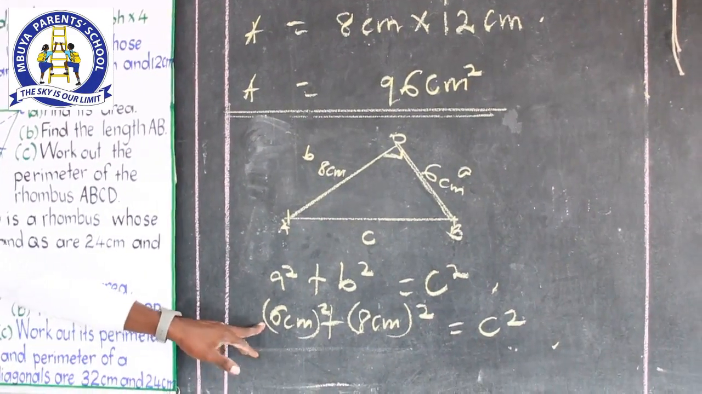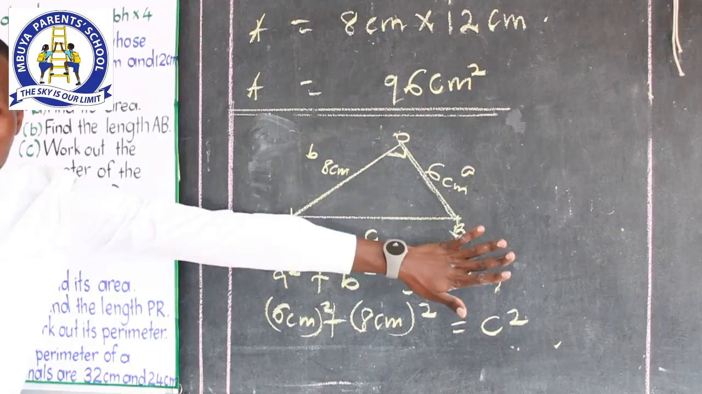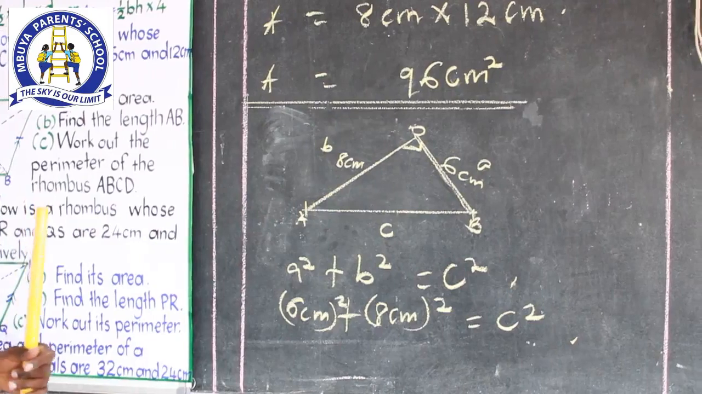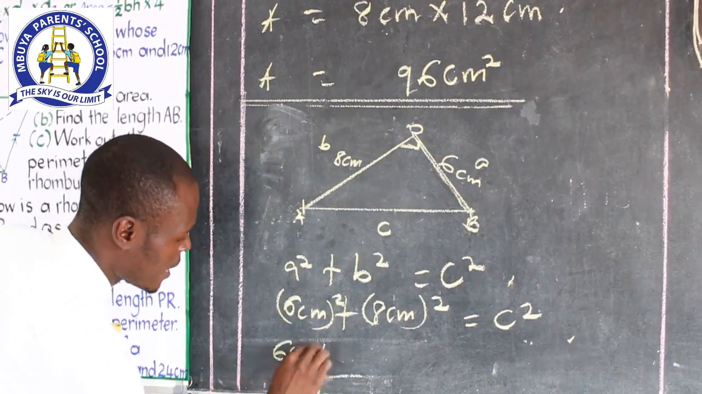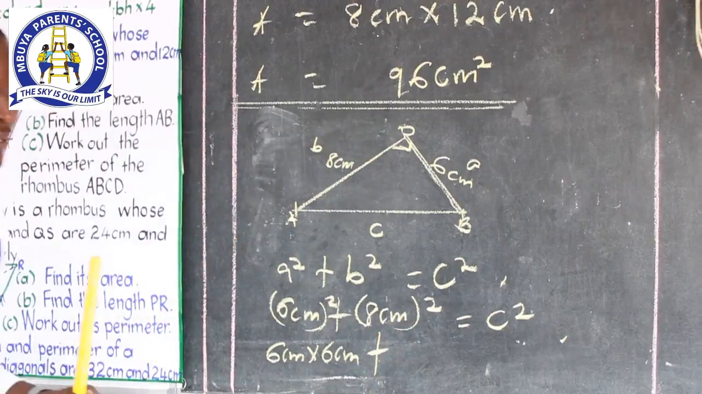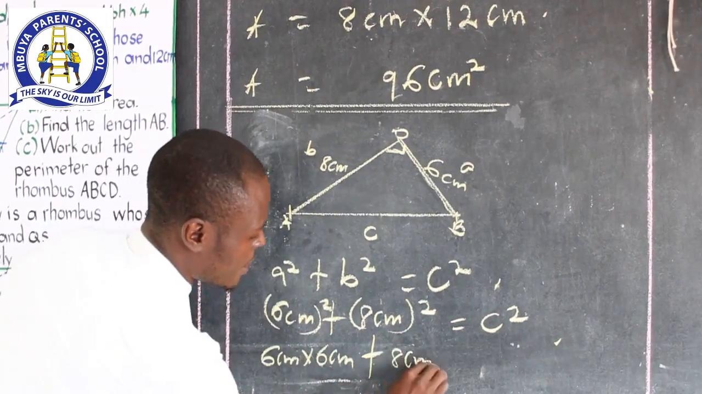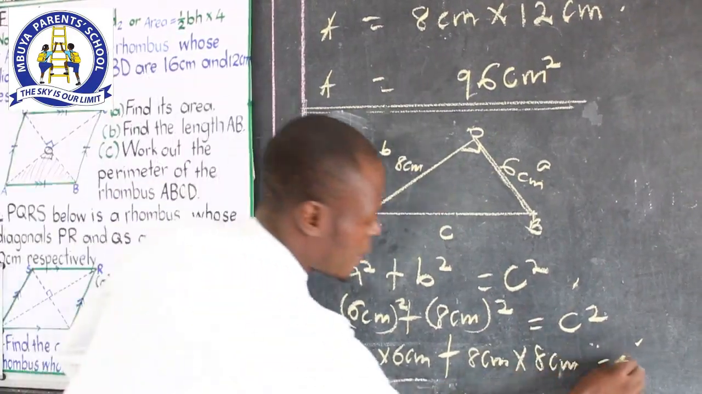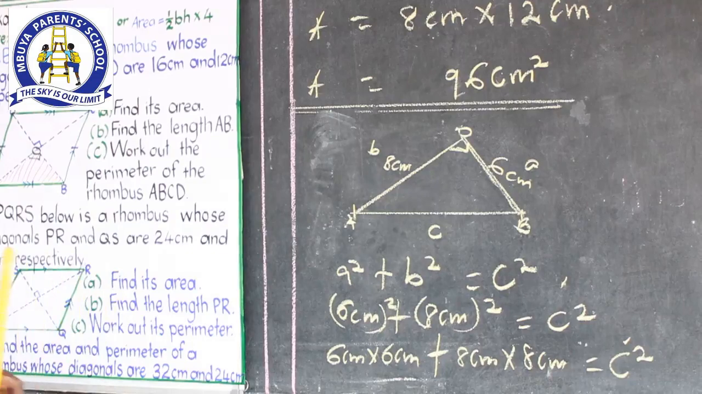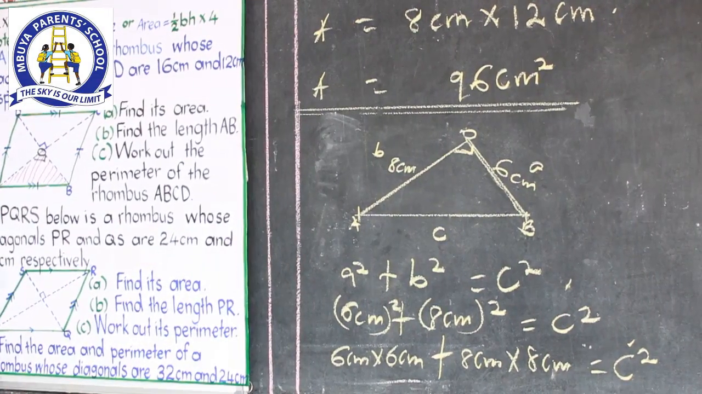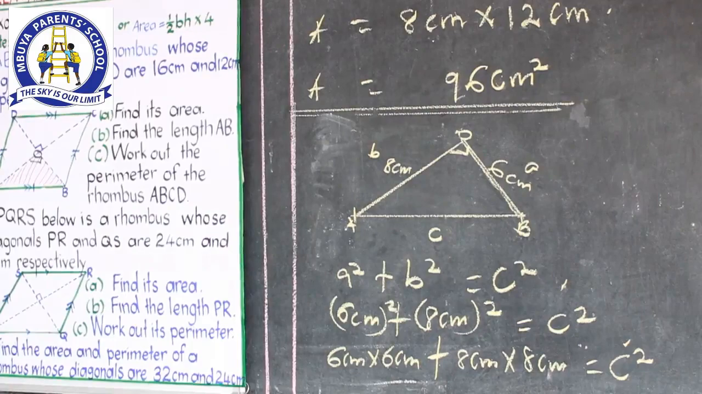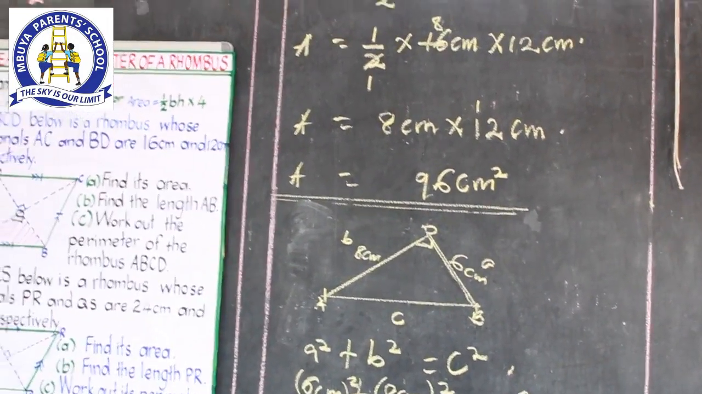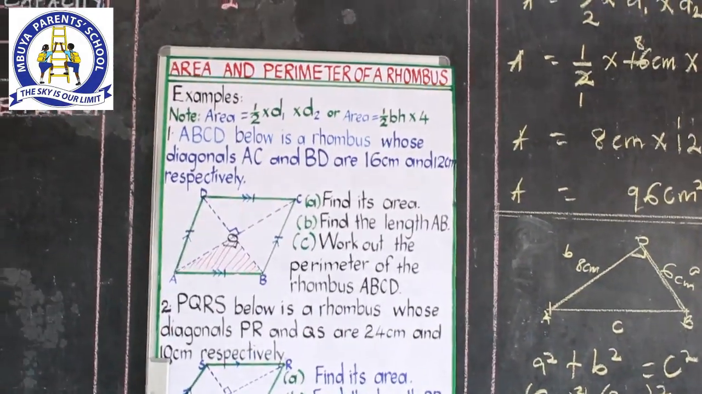Now, after that, we go ahead and expand. We've stated down the formula. We've substituted in. We go to the next step, which is now expanding. So we shall have 6 centimeters times 6 centimeters plus 8 centimeters times 8 centimeters, giving us the square of C. Class, I hope you are all there. I want to take you back here. We've ended at 6 times 6.